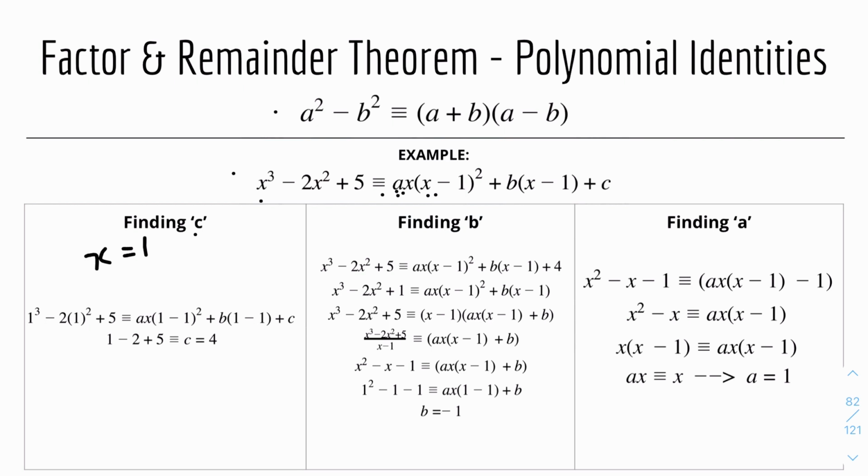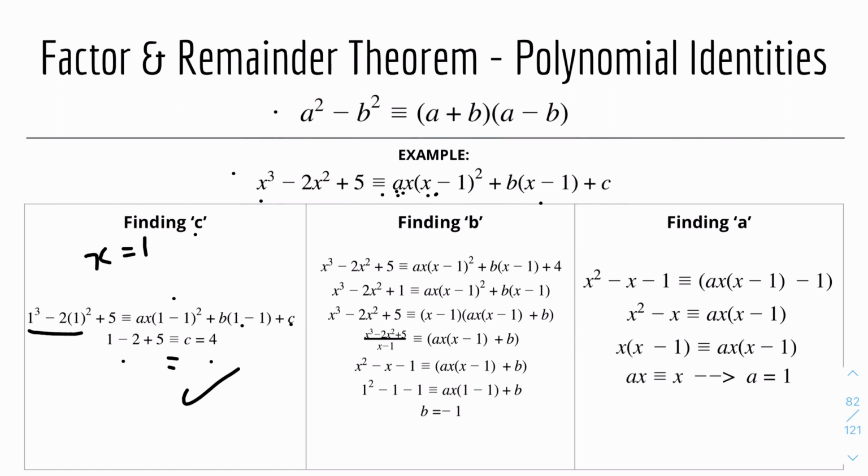So it will be 1 cubed minus 2 times 1 squared plus 5, which is what I wrote here. On the right hand side, it will be a times 1 times 1 minus 1 squared, and b times 1 minus 1, plus c, because c has no x value to it. If you expand, it will be 1 minus 2 plus 5 on the left hand side, which equals c, which means that c is 4. You can see how they relate.